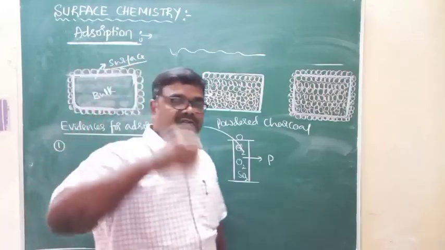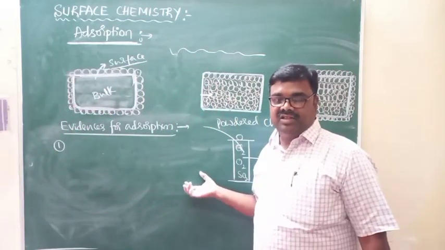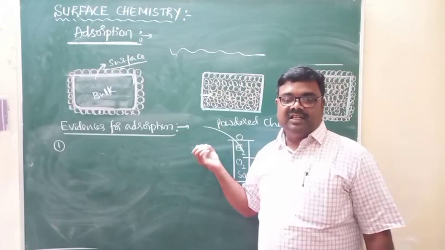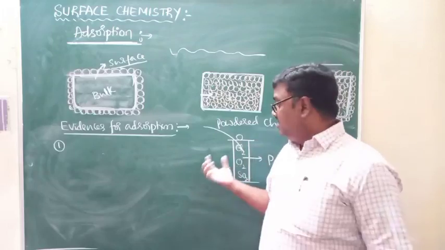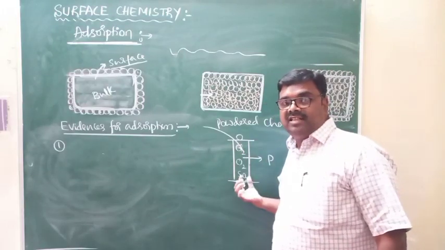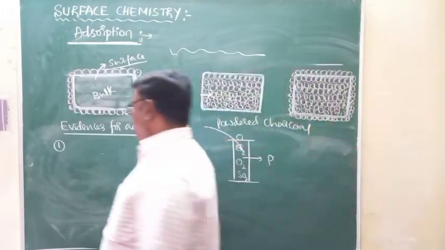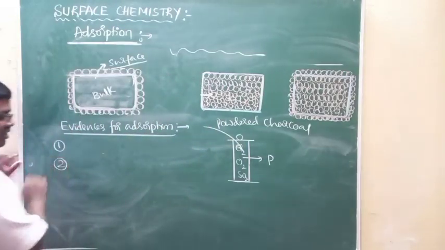Once the charcoal is added to the jar containing gases, the gases present in the gas jar will be adsorbed on the surface of charcoal. Thereby, the pressure of the gas inside the gas jar decreases. And this is one evidence for the adsorption process.